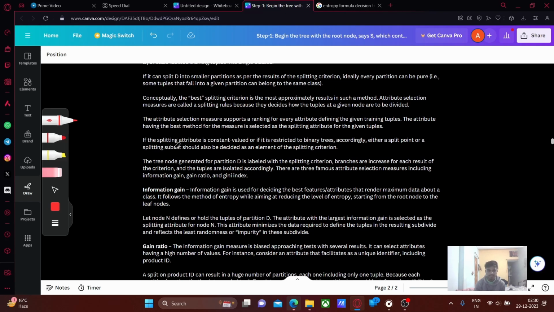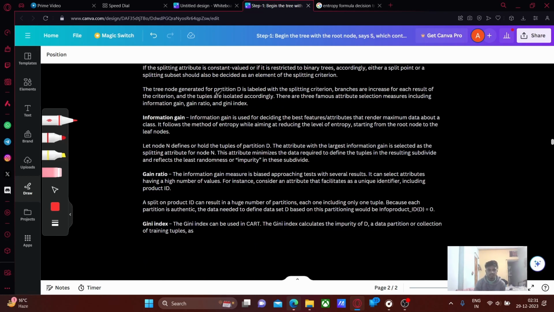If the splitting attribute is continuous valued or if it is restricted to binary trees, accordingly either a split point or a splitting subset should also be decided as part of the splitting criterion. The tree node generated for the partition D is labeled with the splitting criterion. Branches are created for each result of the criterion and the tuples are partitioned. Accordingly, there are three famous attribute selection measures: information gain, gain ratio and Gini index.